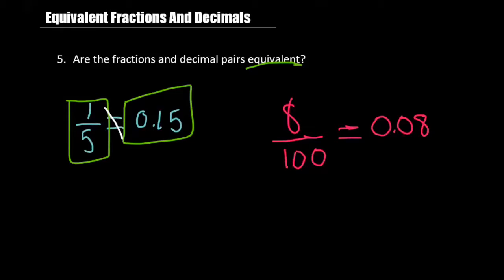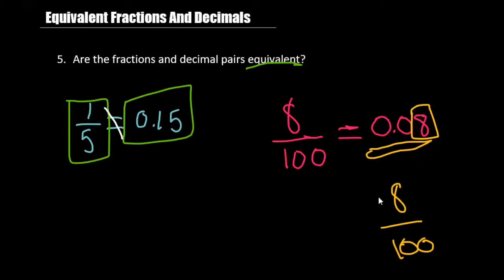Now, our next problem is 8 over 100 equal to 0.08. So basically, we're just going to change the decimal to a fraction, as we did before. So we have 0.08, and since 8 is in the hundredths place, we just put 100 below 8, because 8 is in the hundredths place. So 8 over 100 is equivalent to 0.08.